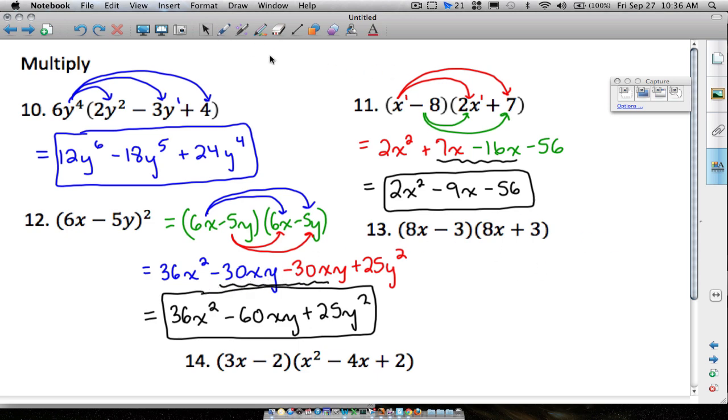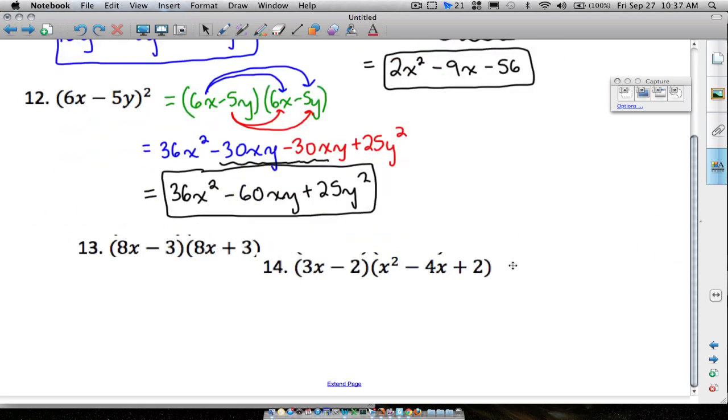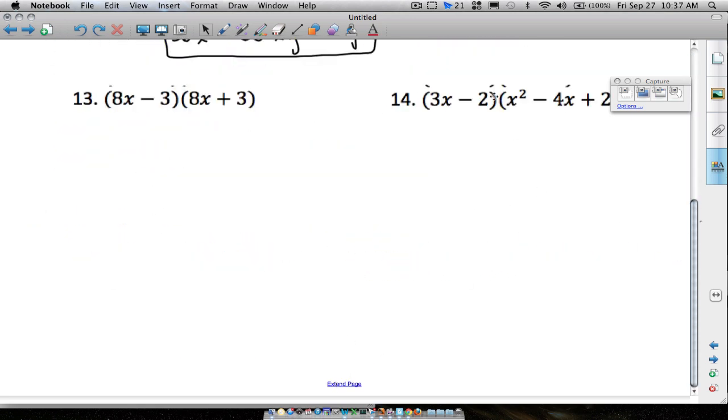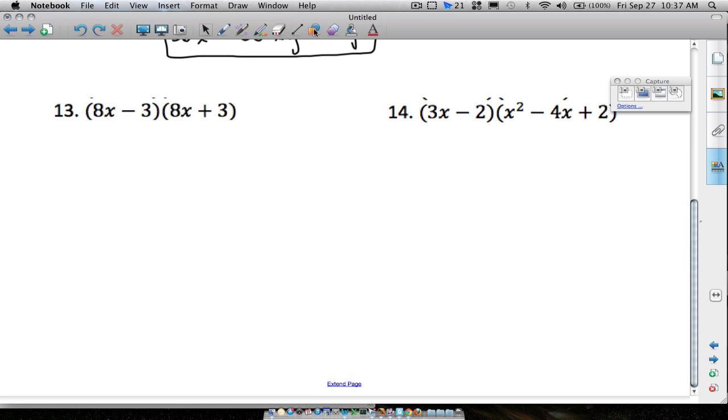All right, 13 and 14. I'm going to make some room. All right, this one here, 2 terms times 2 terms, but you're going to notice something special about this one, 8x times 8x. Be careful there, that's going to be 64x squared. Don't forget to add those exponents. 8x times 3, that's going to be plus 24x.